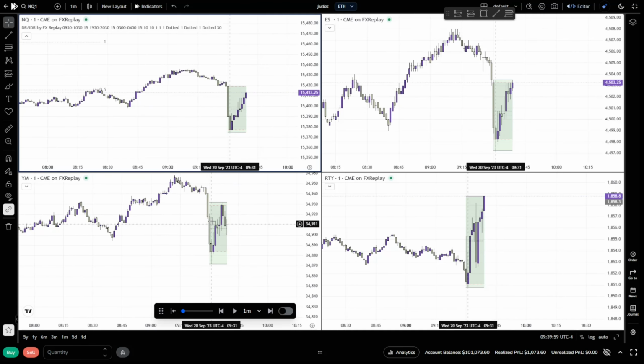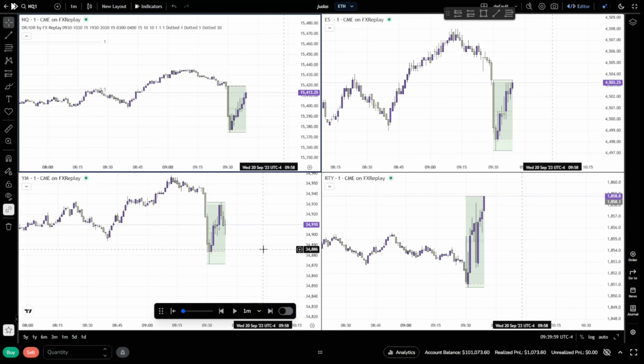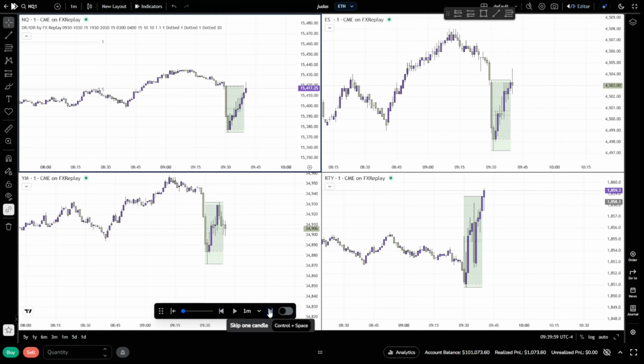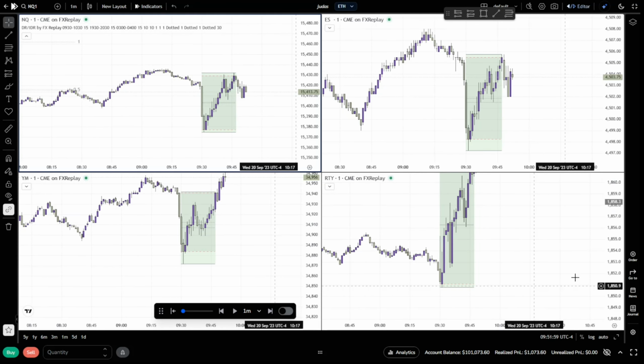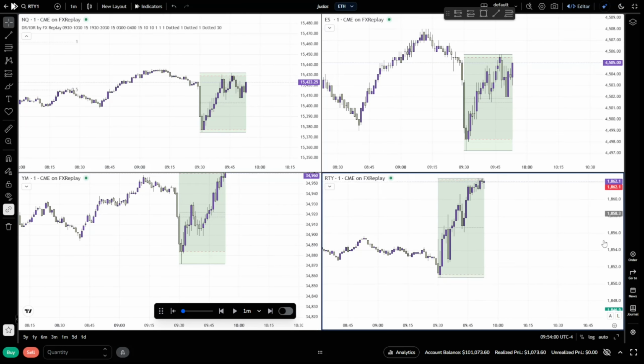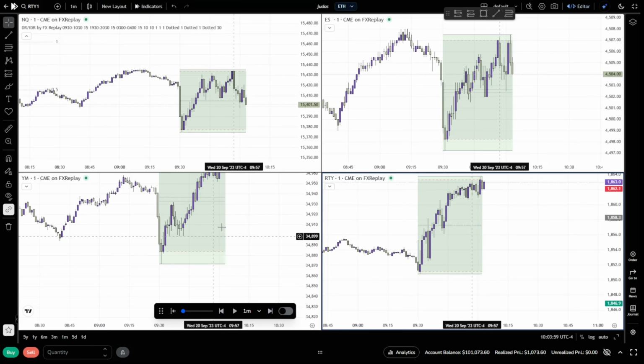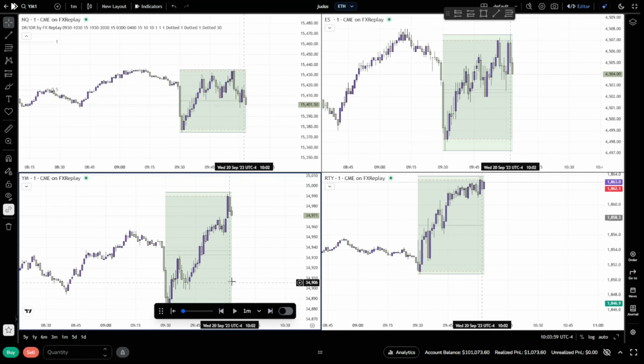So 931 is the low for most of the indices. So there's no direct SMT. If so, move higher. Okay, they're going higher. Now we've just had SMT.